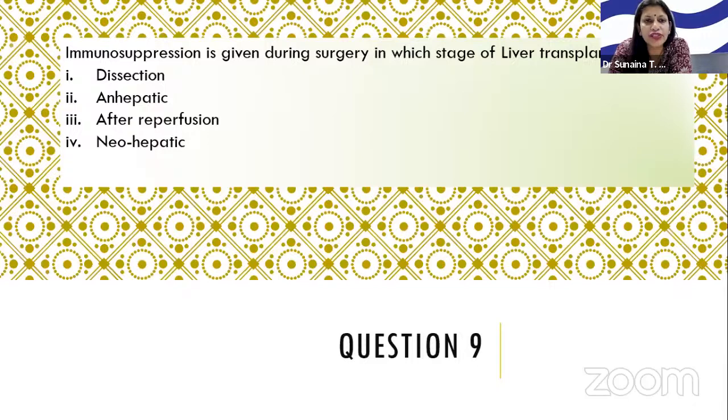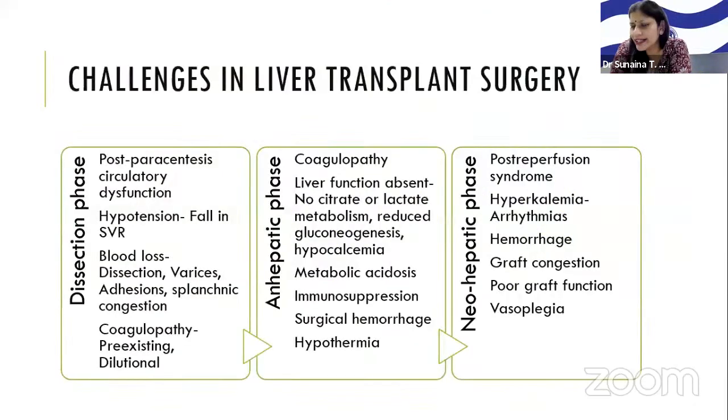So immunosuppression is given during surgery in which stage of liver transplant? This question is for the audience. Dissection phase and anhepatic phase. After surgery. When is immunosuppression given? Please answer. Yes. So most of them are getting it right: during the anhepatic phase, before the neograft is introduced. Okay, fine. Go on to the next slide, please.